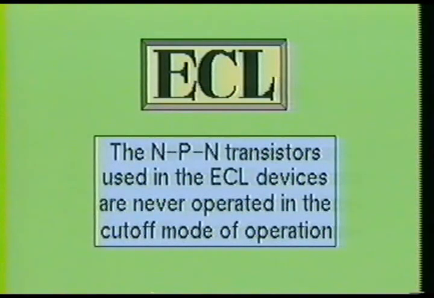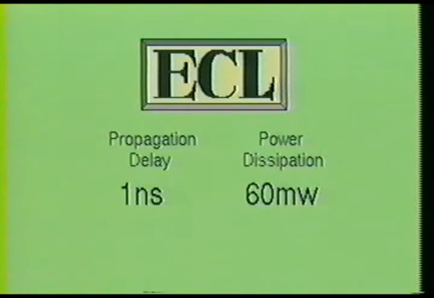ECL circuits are designed so that the collector to emitter voltages are always above 0.3 of a volt. This keeps the transistors in an active mode of operation and avoids hard saturation when the transistors are turned on. The fastest ECL series available will have a propagation delay of only 1 nanosecond with a power dissipation of 60 milliwatts per gate. In another ECL series, the propagation delay is 2 nanoseconds with a power dissipation of only 25 milliwatts per gate. Notice the trade-off between speed and power dissipated. The faster the gate, the higher the power consumed.